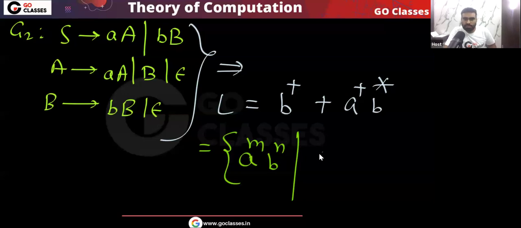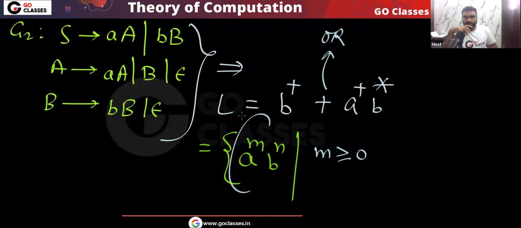So I can say that either this or this. Are you getting my point? Either this or this, because this means or. So I can say that either there is no A, which means m is greater than equal to 0. Either there is no A. So m is greater than equal to 0, because if m is 0, then those strings are here.